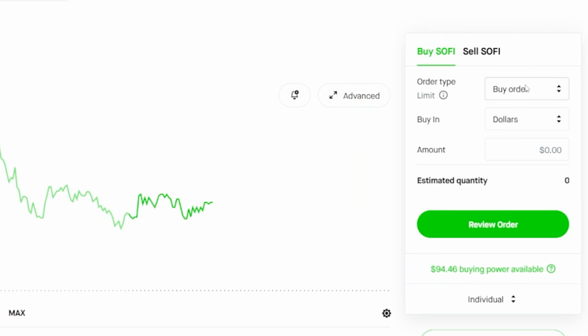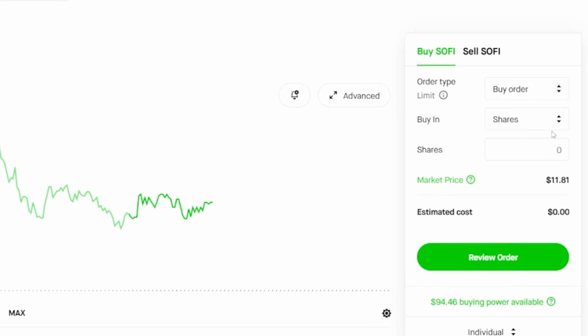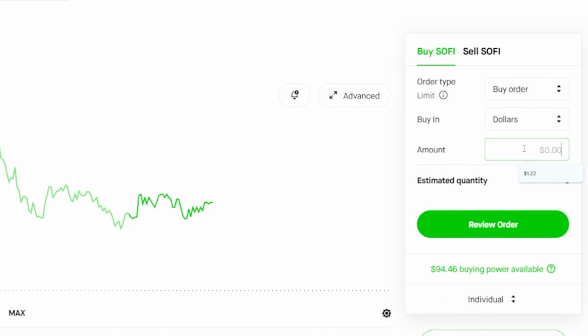So I'm going to wipe this all clean. Right now we're in our buy order or market order. It's going to ask us how we want to buy in. Currently with this option, it lets us buy in dollars, but sometimes it's only going to give us options for shares. So depending on the company, we can do fractional shares here on Robinhood. We're going to go ahead and just do dollars, for example. Now, it's going to ask you how much you'd like to buy. For example, we're going to do $10, and it's going to let us know what the estimated quantity is for this. We're going to click on review order.